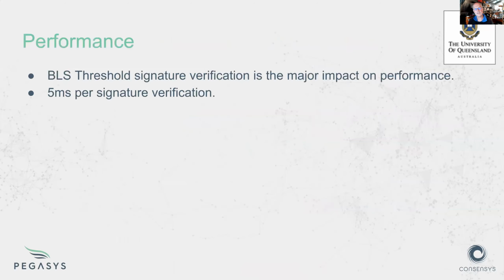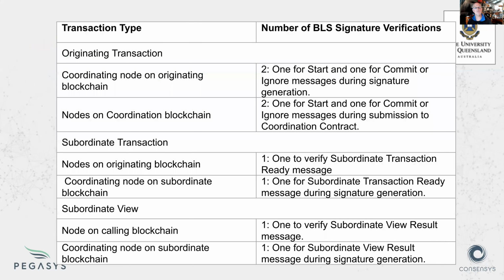So performance, how does all of this perform? The big difference turns out to be BLS threshold signatures. In fact, it's the verification of the signatures. Signing doesn't take so long, but it takes 5 milliseconds to verify a signature. So the question comes, how many BLS signature verifications are needed? And it depends on which node you're on.